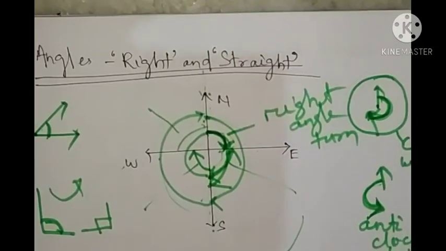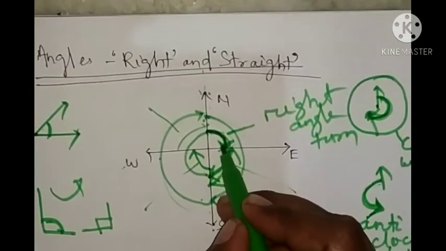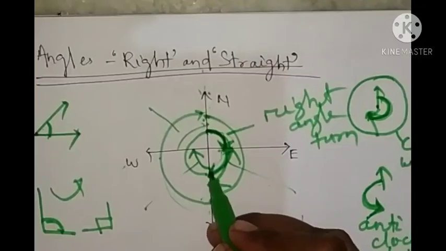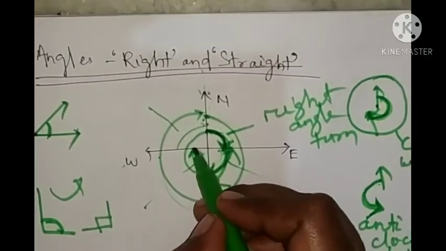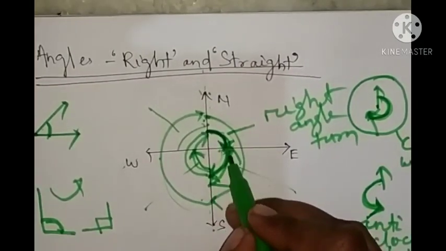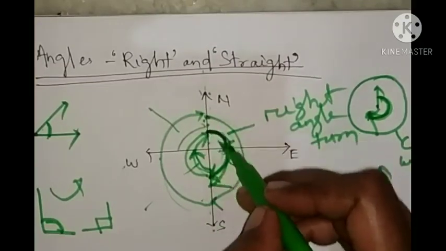Next is about right angle. So this is one right angle, then two right angle, then three right angle, then four right angle. So in four right angles, where you have started, again you will come back.